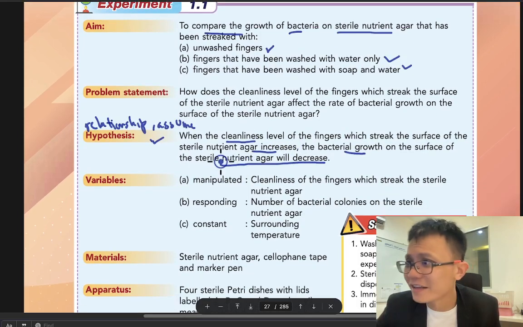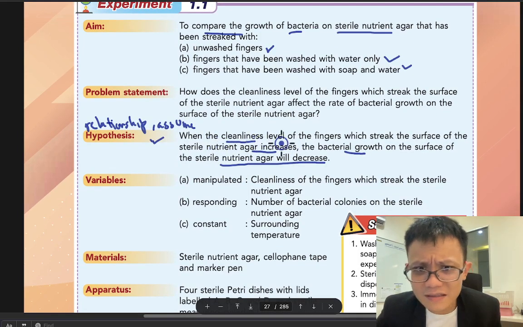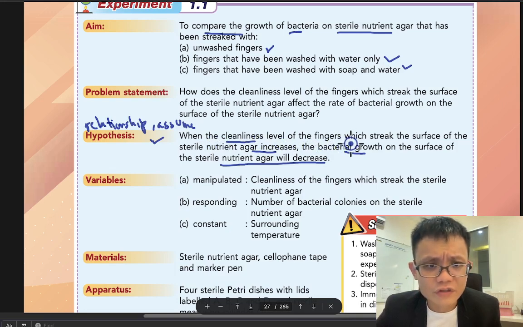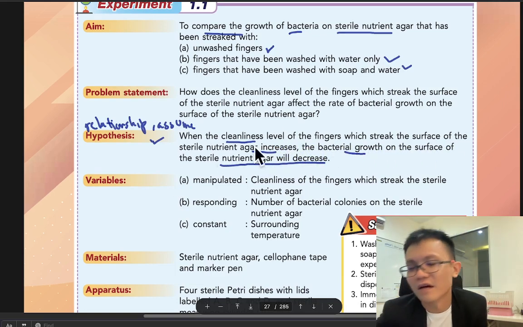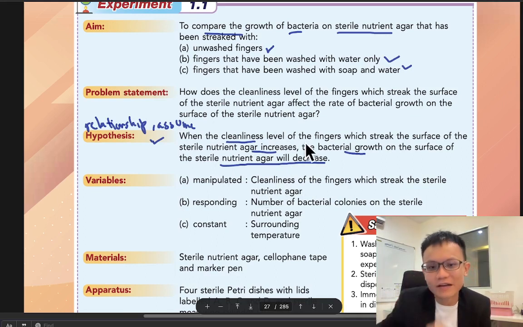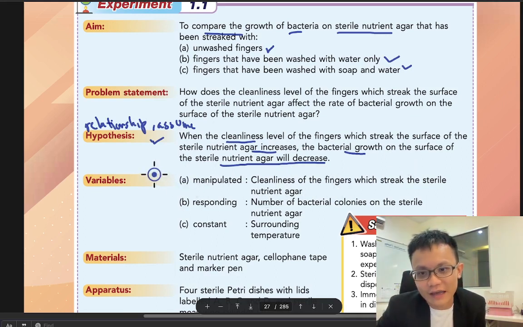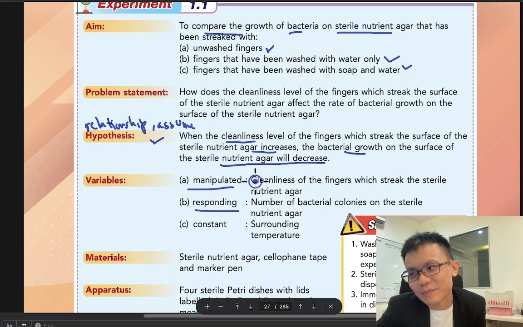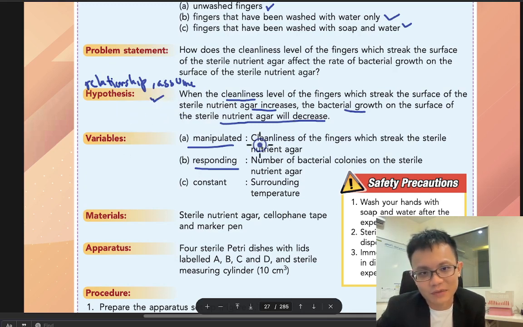What is this? Let me read again. So long one. When the cleanliness level of the finger streaked on the surface of the sterile nutrient agar increases, the bacteria growth on the surface of the sterile agar will decrease. Okay, so for the experiment you need to understand the MV and the RV. Okay, manipulated variable, and I just make it simple. I make the hypothesis simple because I read a few times. Maybe I change the word a bit.